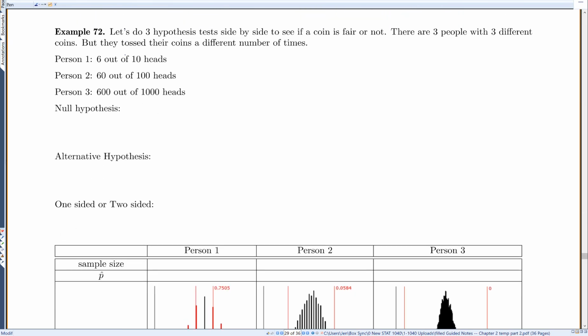So let's actually do the 3 hypothesis tests side by side to see if a coin is fair or not. There are 3 people with 3 different coins, but they toss their coins a different number of times. Person 1 happened to get 6 out of 10 heads, person 2 got 60 out of 100 heads, person 3 got 600 out of 1,000 heads. They should all have the same null and alternative hypotheses though. The null hypothesis would be that the coin is fair. In symbols, that would be that my hypothesized proportion is 0.5.